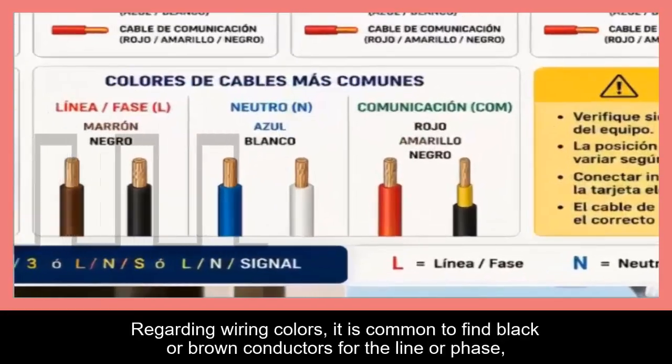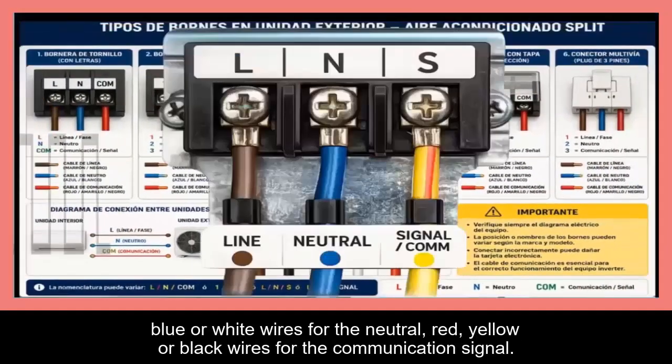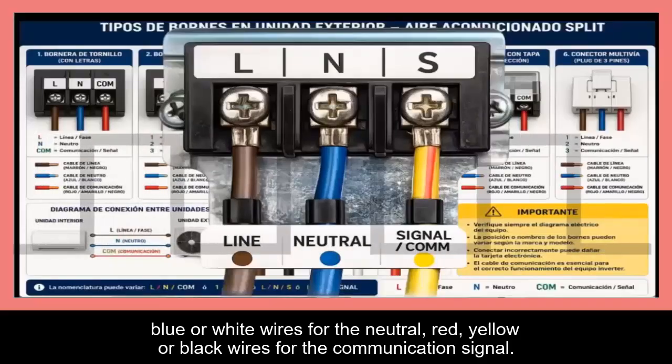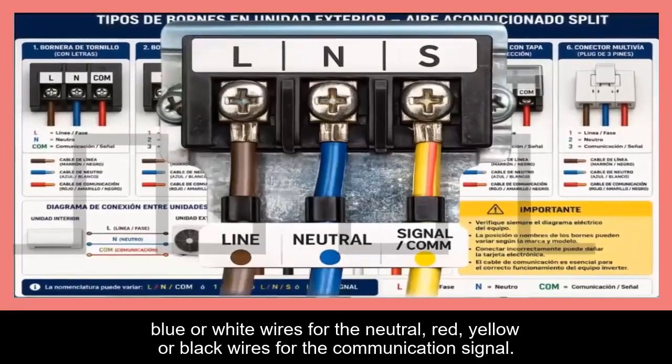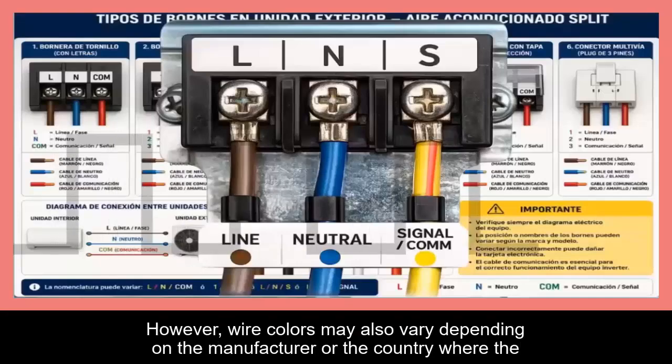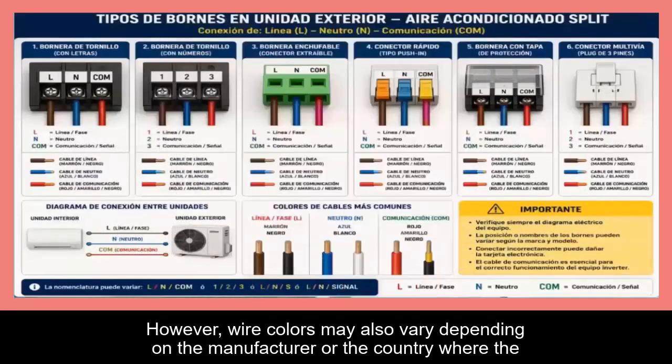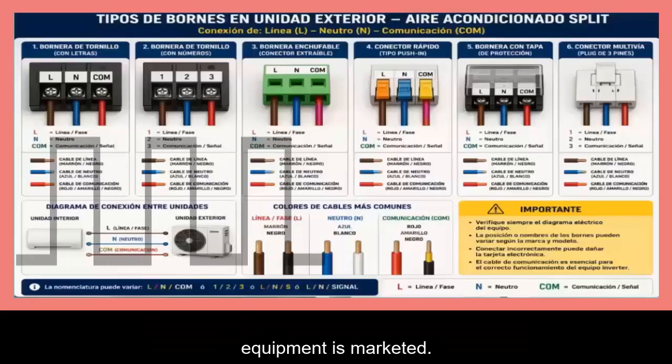Wiring colors. Regarding wiring colors, it is common to find black or brown conductors for the line or phase, blue or white wires for the neutral, red, yellow, or black wires for the communication signal. However, wire colors may also vary depending on the manufacturer or the country where the equipment is marketed.